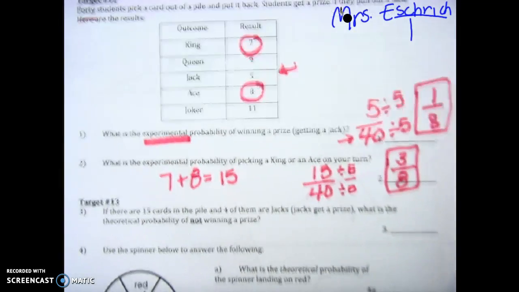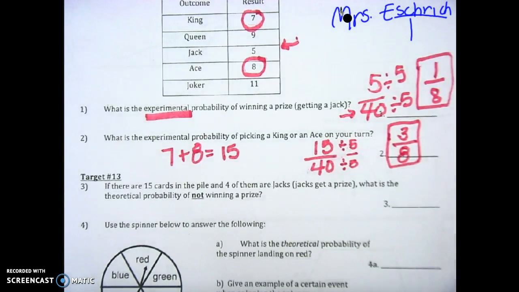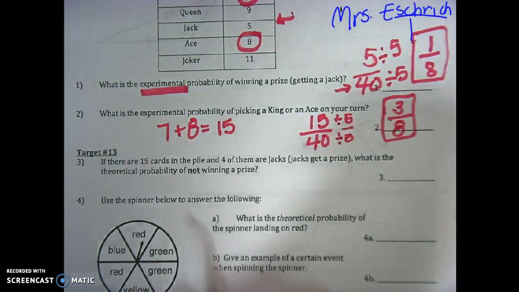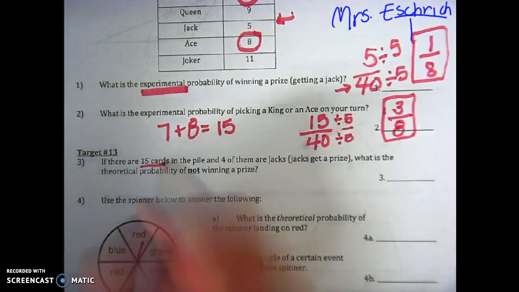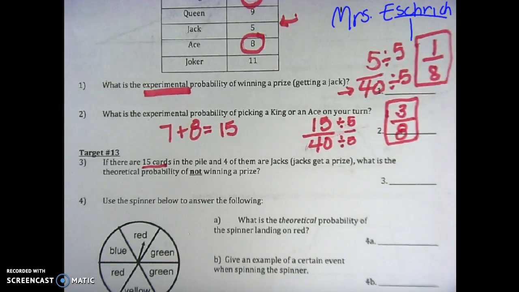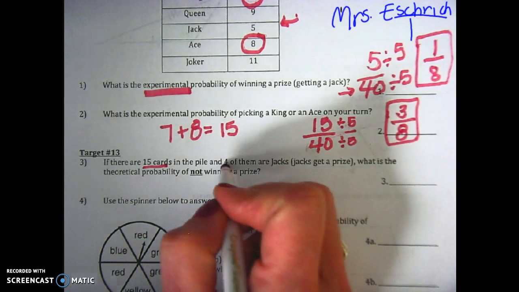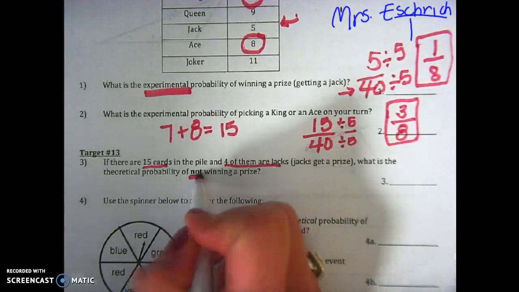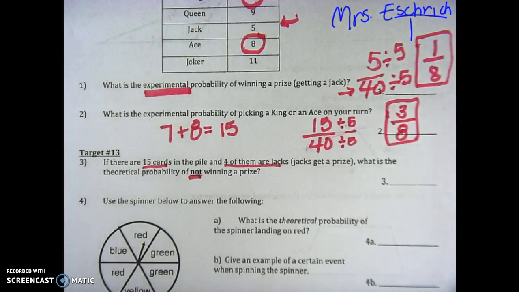Let's look at target number 13. There are 15 cards. I like to underline the important words in a story problem. In a pile, and 4 of them are jacks. Jacks get the prize. What is the theoretical probability of not winning a prize? Do you see how it says not in bold? Okay. Now, we don't know how many times they pulled it. This is just what happens in theory.